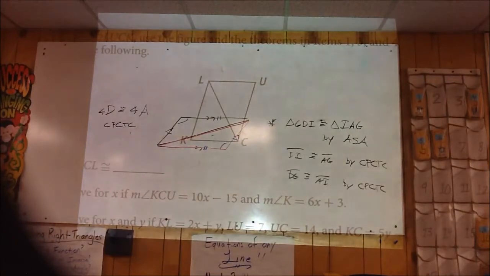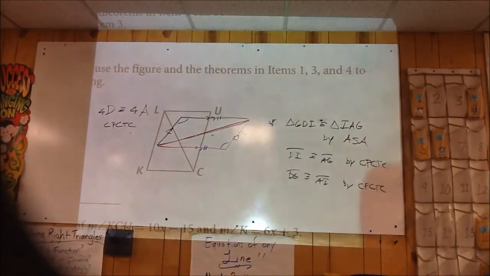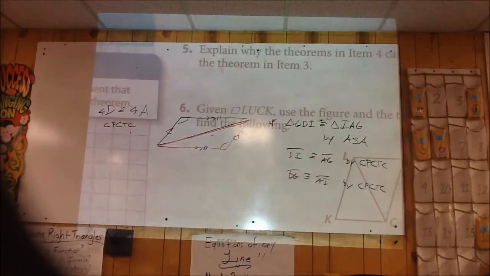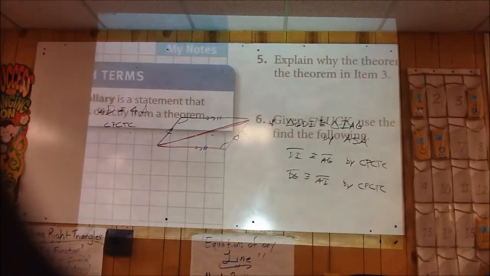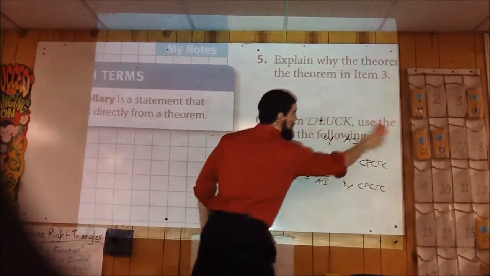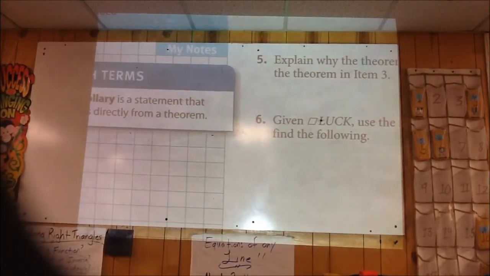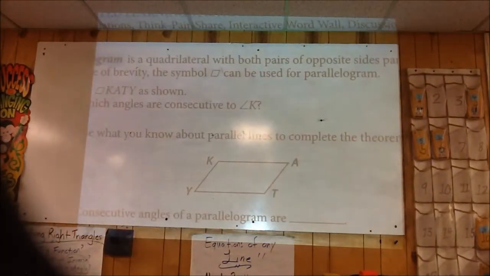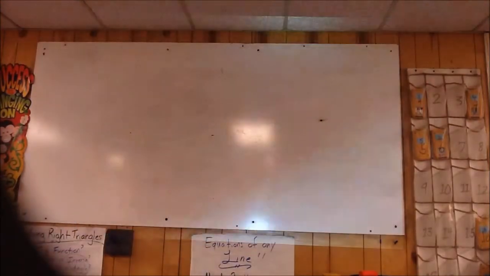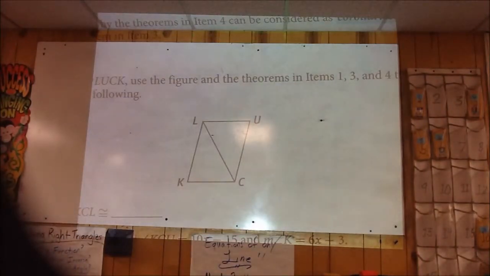On page 214, it introduces a new word to us, corollary. It says, explain why the theorem in item 4 can be considered as corollaries to the theorem in item 3. If you look over to the far left, it says a corollary is a statement that results directly from a theorem. So the theorem in item 3, what did it say? Hold on. It said that when you draw the diagonal in, each diagonal divides the parallelogram into two congruent triangles.